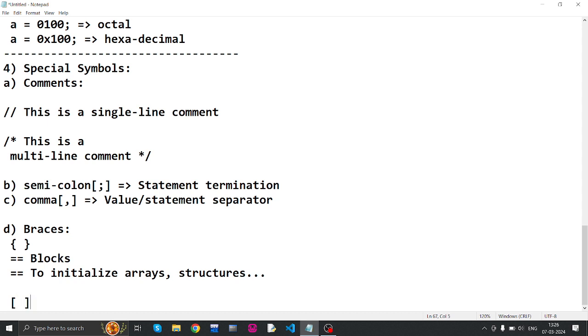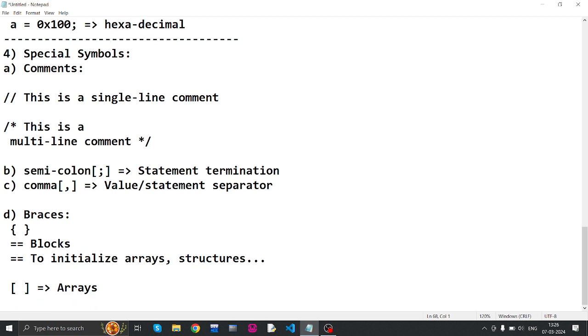Next we have closed braces, or square braces. They are used in the concept of arrays. Arrays are one important concept used in programming languages. So there we can use these symbols called square braces like this.